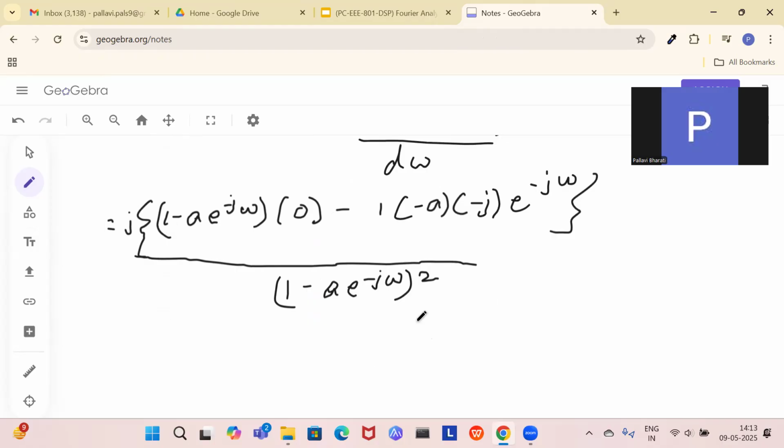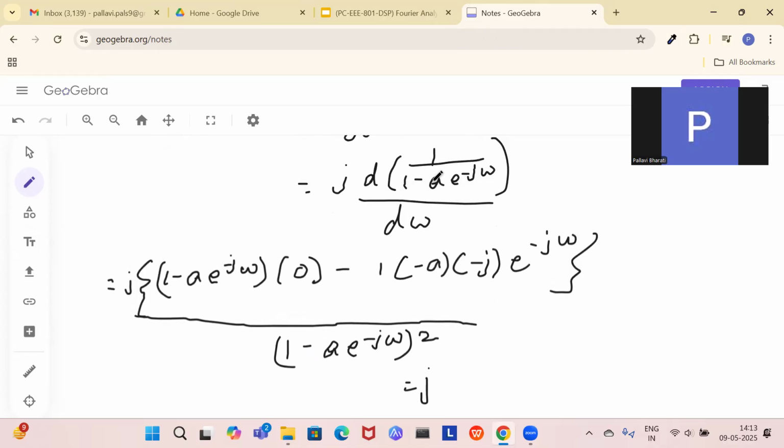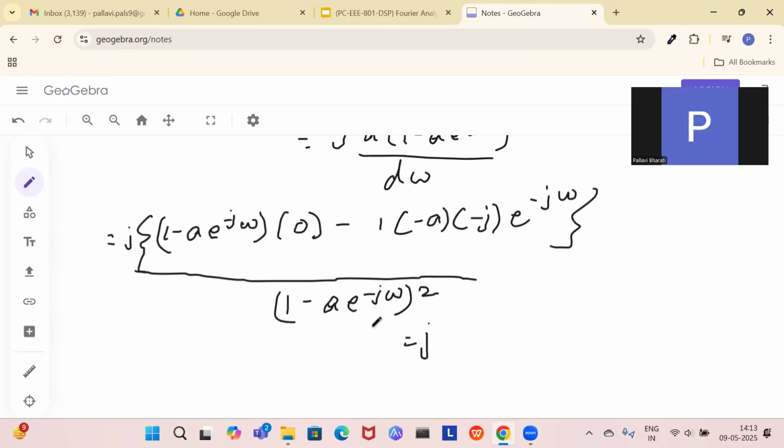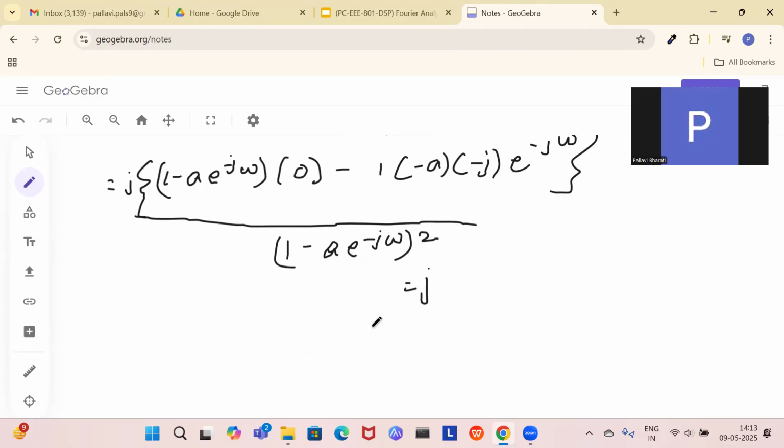Now this part is j. Here you see minus into minus is plus. You have already taken the minus here, that is due to the differentiation, so minus a you have taken out. This is also minus e to the power of minus jω. So j times minus a e to the power of minus jω by (1 minus a e to the power of minus jω) whole square.